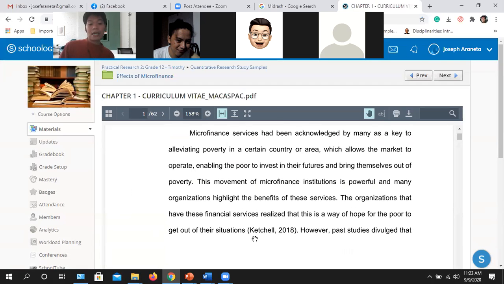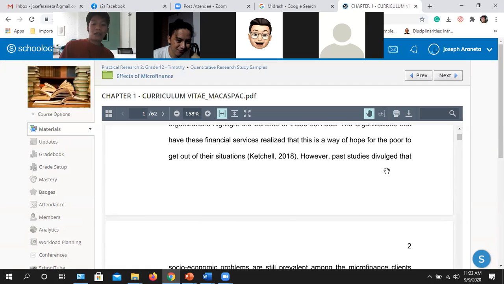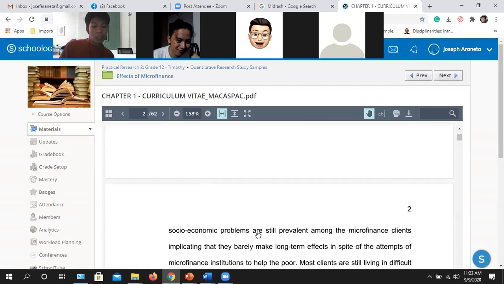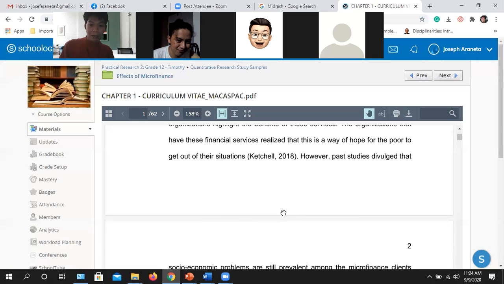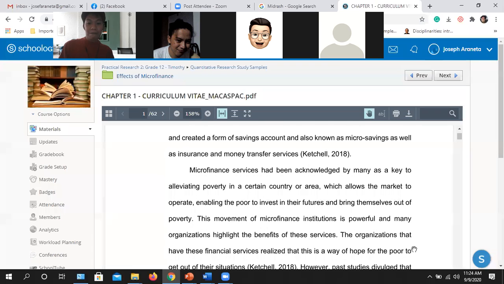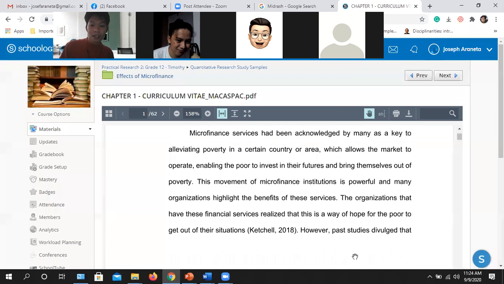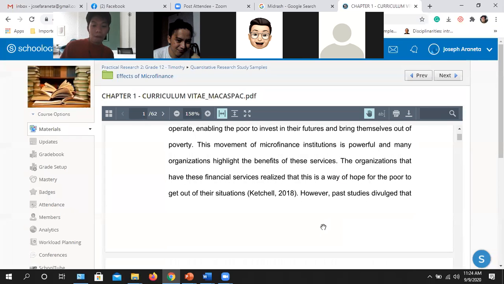The organizations that have these financial services realize that this is a way of hope for the poor to get out of their situations. However, past studies divulge that socioeconomic problems are still prevalent among the microfinance clients. So, ito na yung problem nila. So, they set the background first, and then they provided the problem.